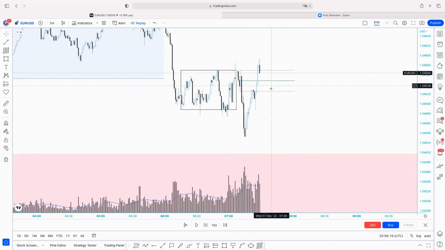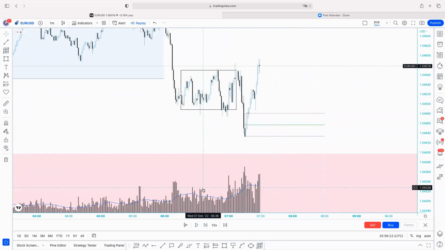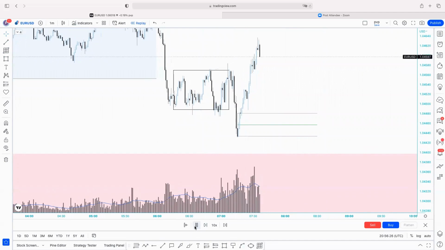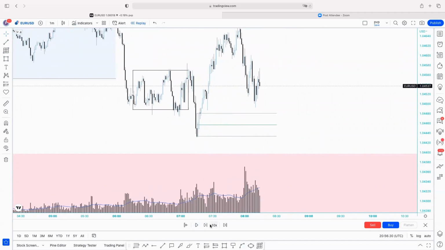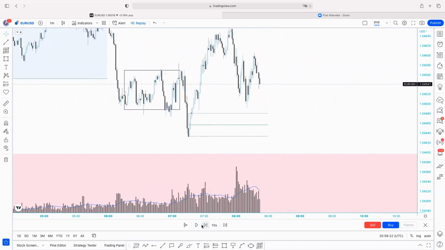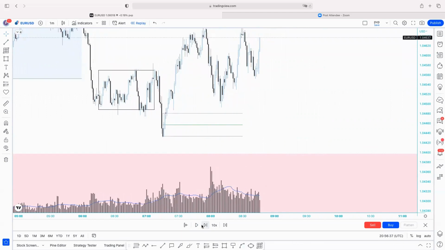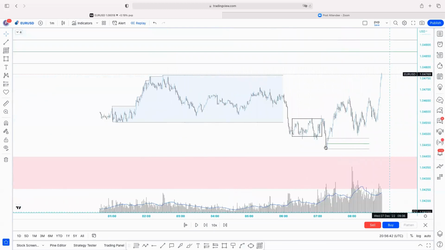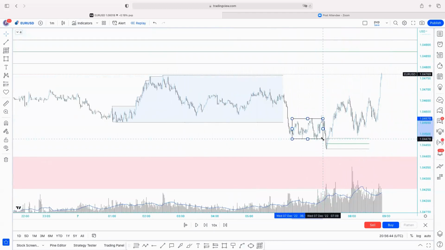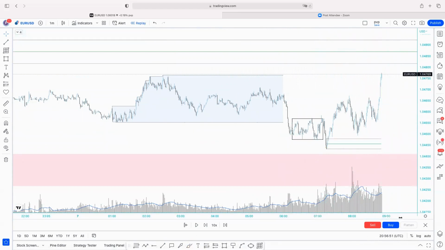All right. Doesn't reach my area, or does it? No. All right. The analysis was correct. We had our manipulation of the range, our confirmation, our retest. My area doesn't get tapped in.